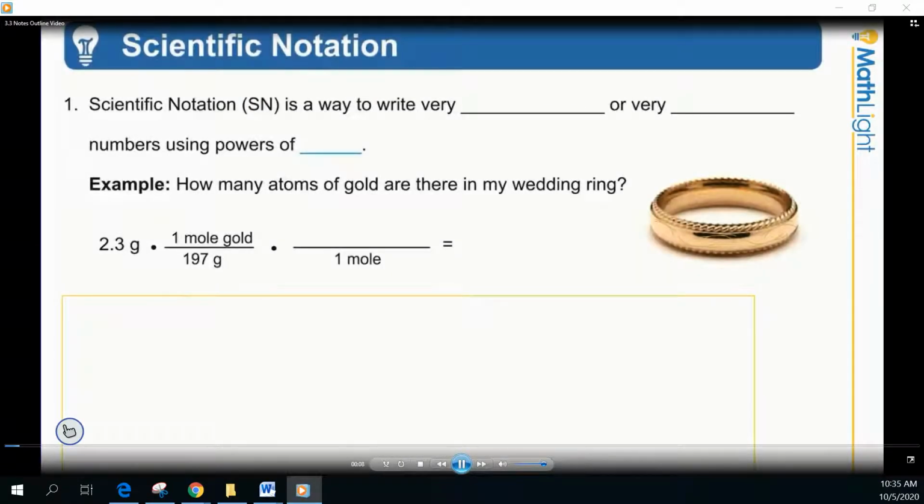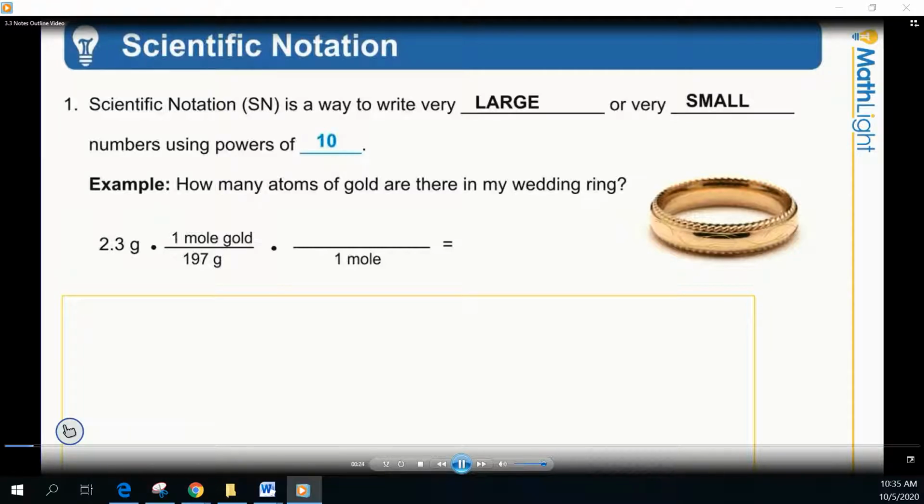This is Math Light, and here's our lesson on scientific notation. All right, when do you use scientific notation? What's its purpose? Well, its purpose is to enable you to write very large or very small numbers using powers of 10.